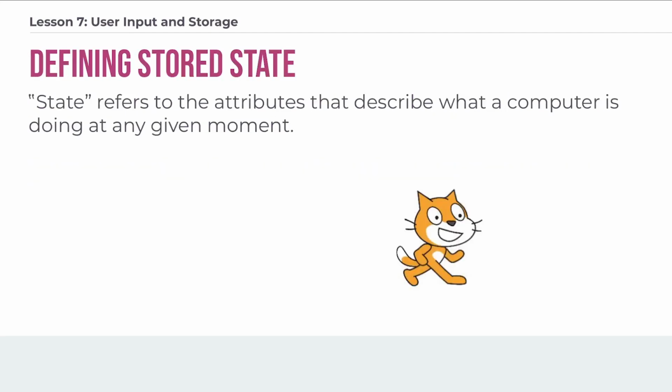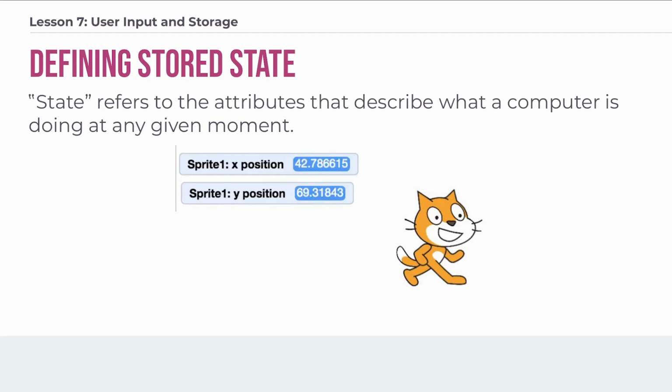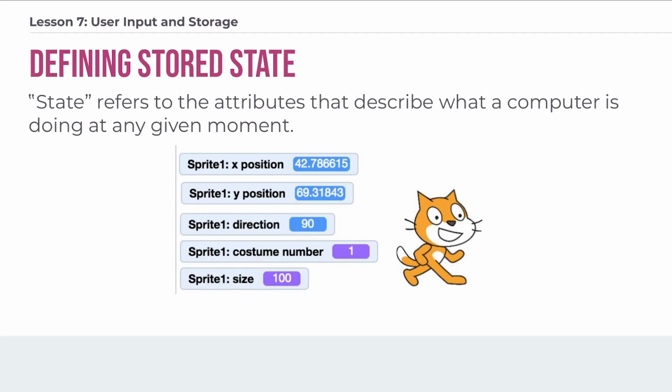So state, we said we'd address that a little bit more. State refers to the attributes that describe what a computer is doing at any given moment. We can think of this in Scratch as: tell me everything that describes the way my sprite is right now. That includes the X and Y position, what direction my sprite is pointing, what costume number my sprite is wearing, what the current size is, and what volume my sprite will make its sounds at. So anything that helps to describe how the sprite is at this very moment.